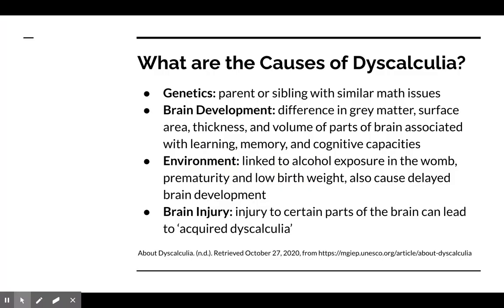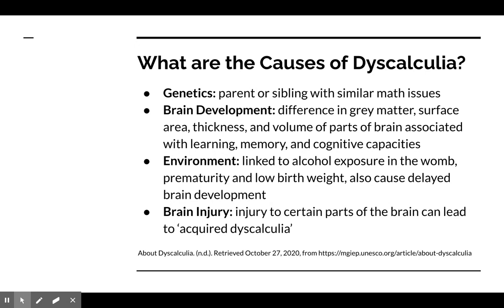So just some causes of dyscalculia. Genetics. So if a parent or a sibling with similar math issues has dyscalculia, it would most likely be transferred to the child. Brain development. So somebody with dyscalculia may have different gray matter, surface area, thickness, and volume of parts of the brain associated with learning, memory, and cognitive capacities.